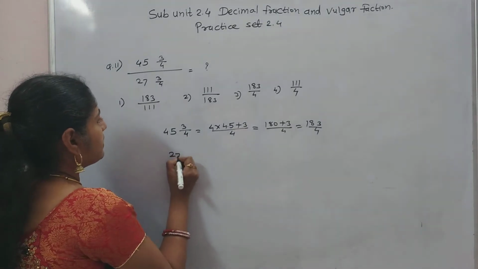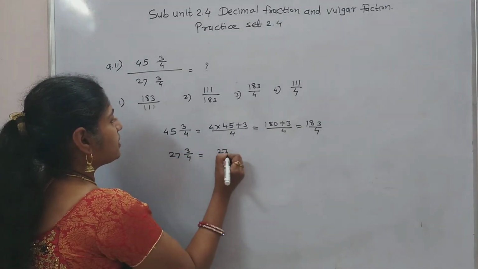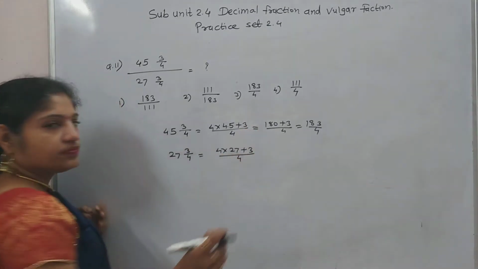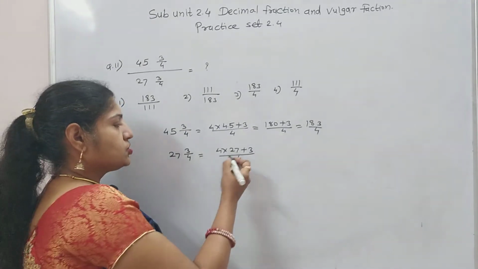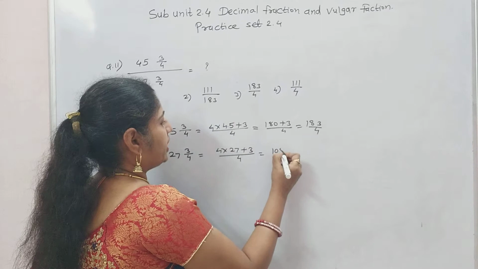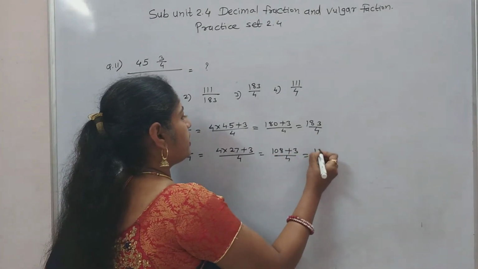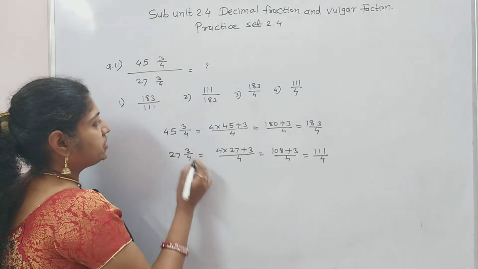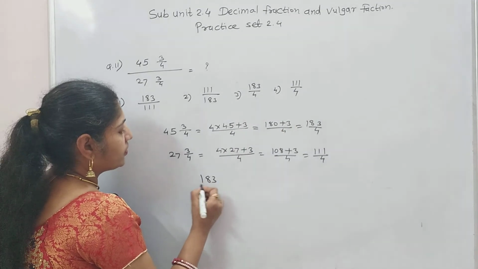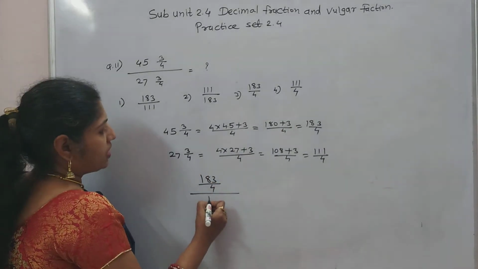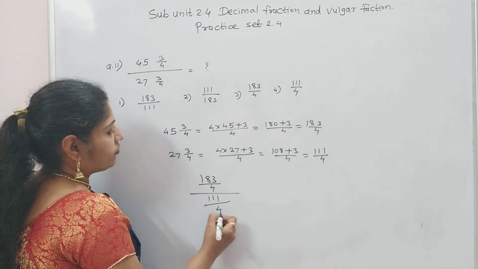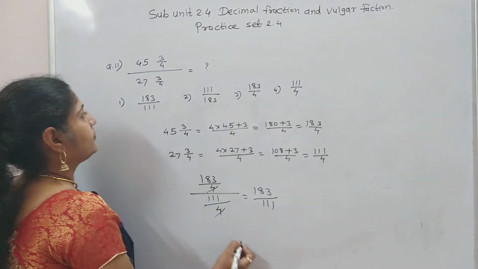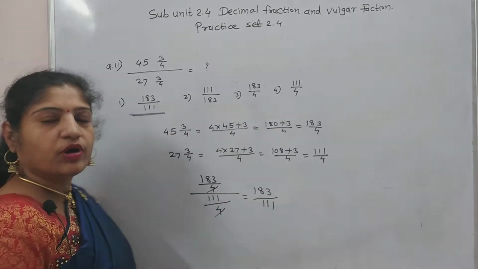And 27 integer 3 upon 4 equal to 4 into 27 plus 3 divided by 4. So 108 plus 3 upon 4, 111 upon 4. Put this value: 45 integer 3 upon 4 means 183 upon 4 divided by 111 divided by 4. 4 4s are cut. So answer is 183 upon 111. So our answer is option number 1.